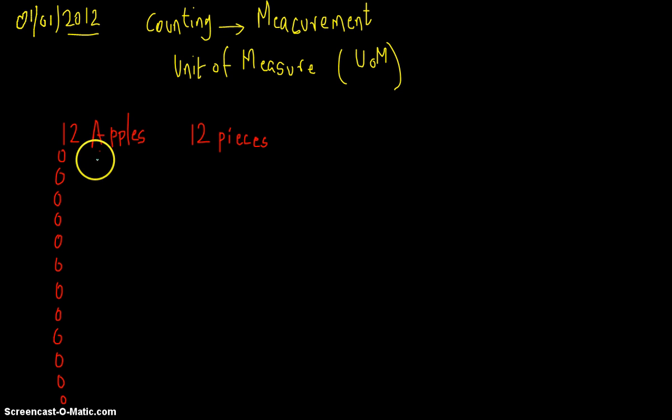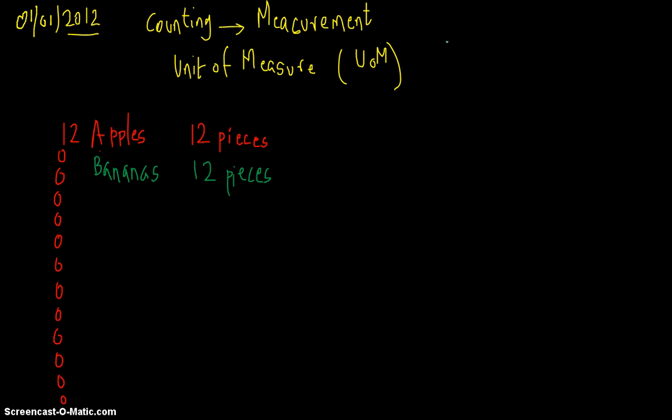Let me change the pointer color to this one. If you have 12 bananas, you will say that I have 12 pieces of bananas. So banana is an object which you are counting, and piece is the unit of measure. So you are saying that I have 12 pieces.